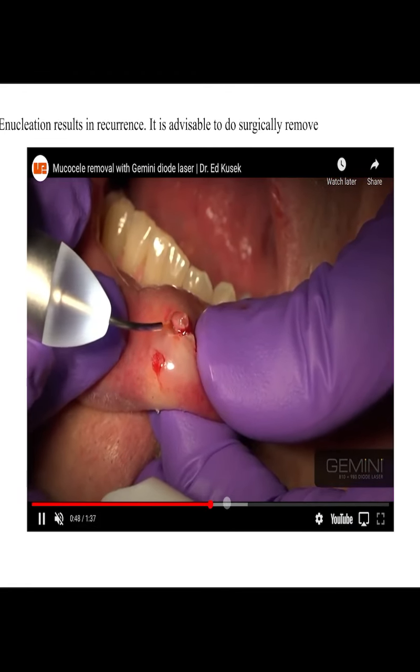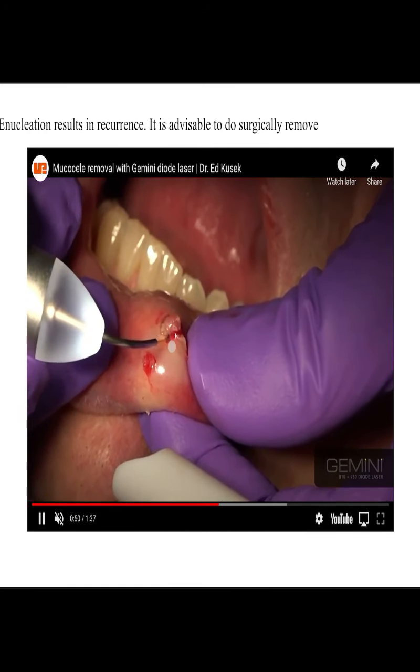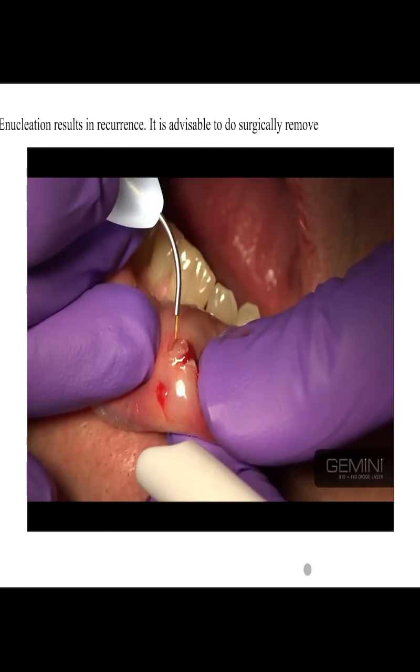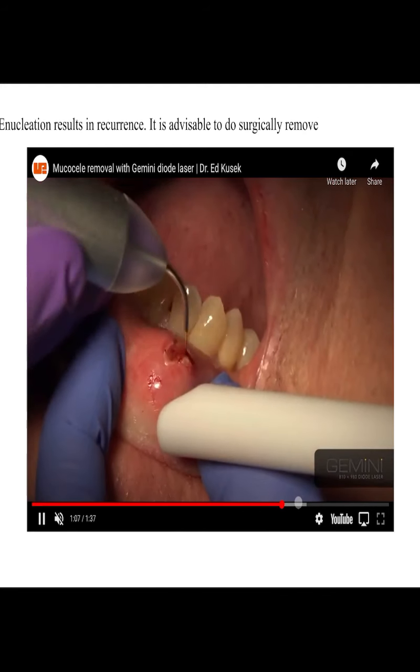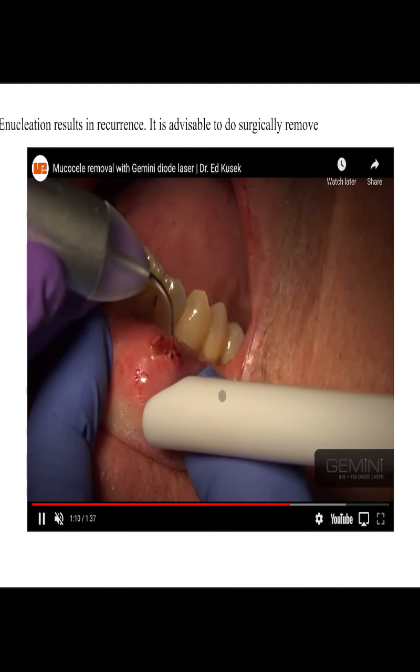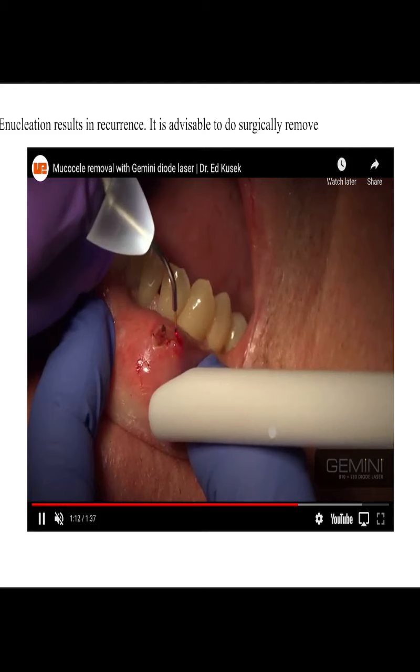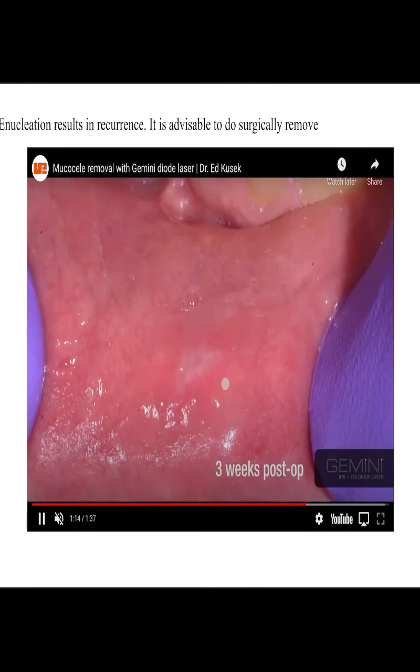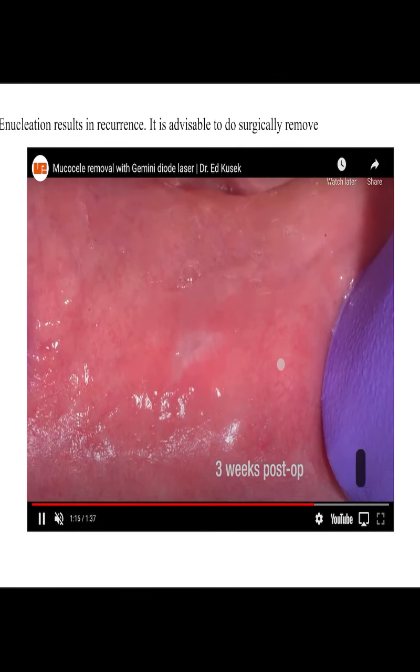In this case, we're seeing the complete ablation of the mucocele. This is the mucocele, this is the cyst. Now it's completely removed and cauterizing the wound with a laser. This is 3 weeks post-operative.